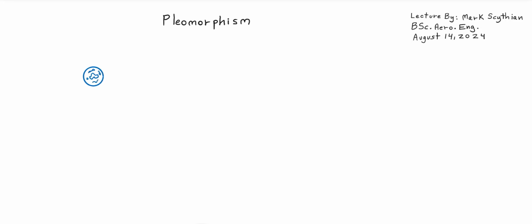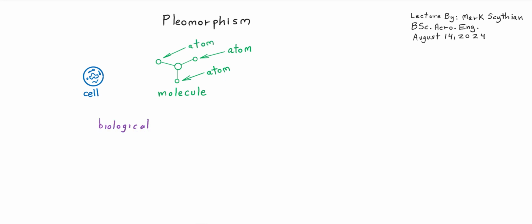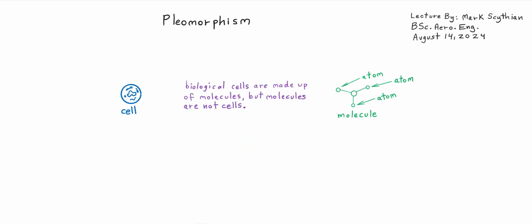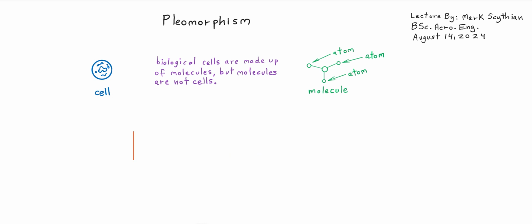This video is going to focus on the concept of pleomorphism. And it's interesting that we have two correlations. Of course, if we look at a biological cell, animal, plant, etc., in comparison to a molecule, two or more atoms, we can consistently observe that biological cells are made up of molecules and atoms, but molecules themselves, especially inorganic molecules, are not cells.